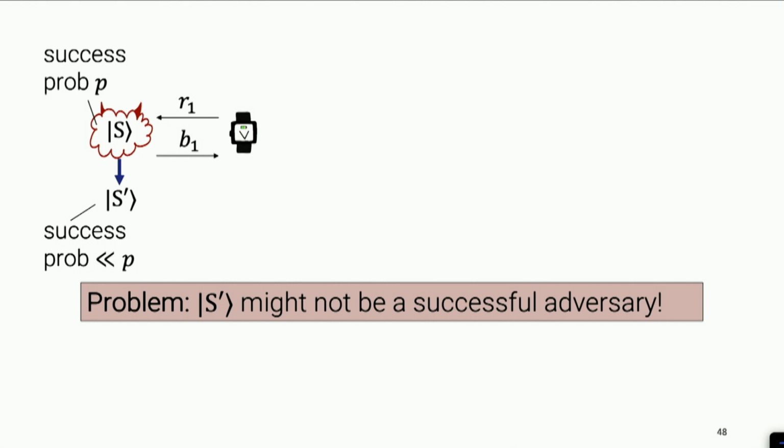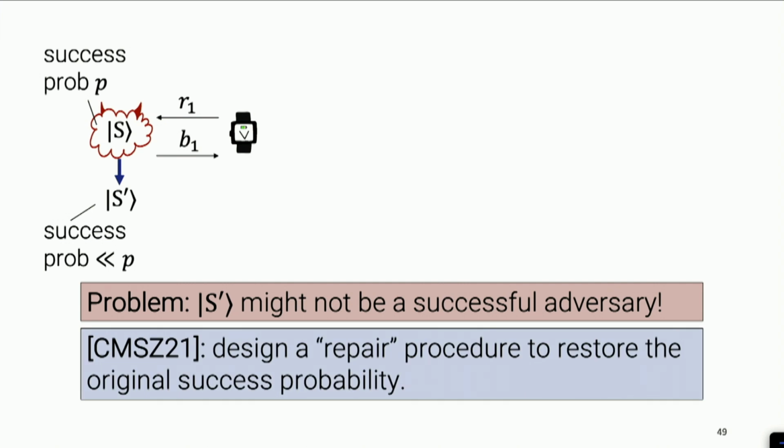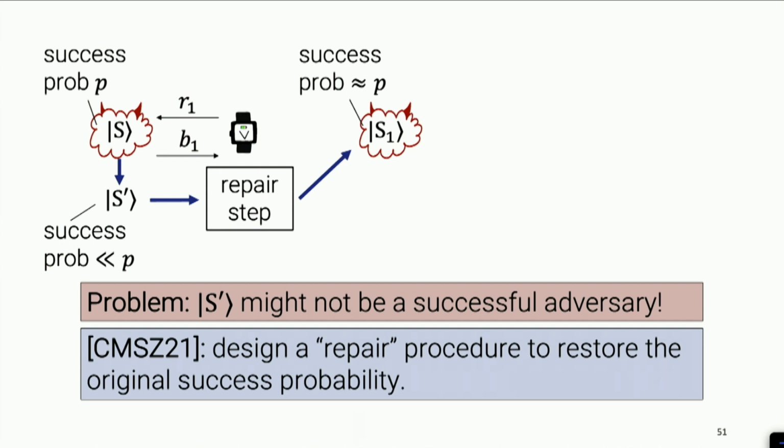It's going to look very obvious in hindsight, but the way we do this is we write down a repair procedure whose only goal is to output some new prover state whose success probability is close to p again. I want to emphasize that this is not repairing you back to the original state. S1 is not S. The original state could be information-theoretically lost. What it's doing is giving you a different state that has the same property as S, in that they both have roughly the same success probability.